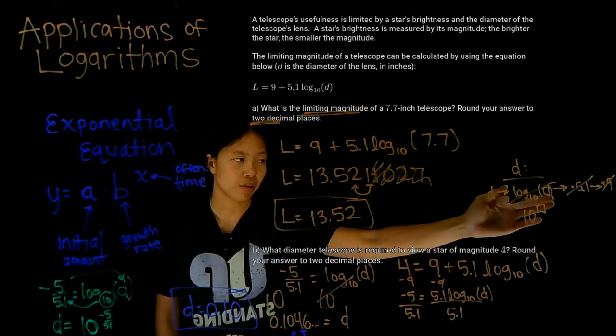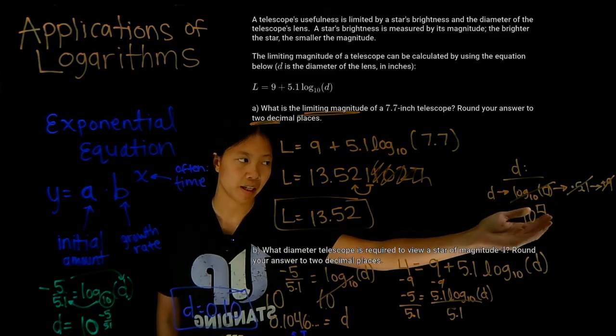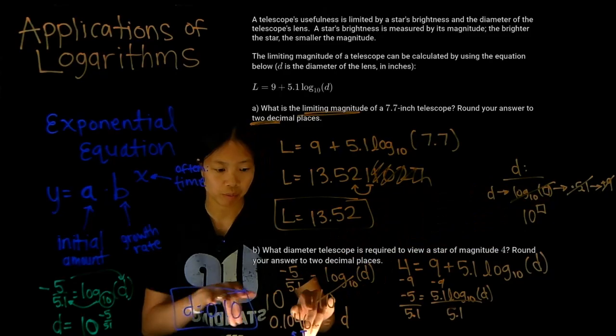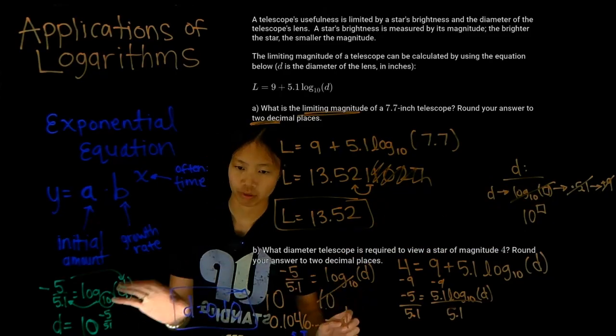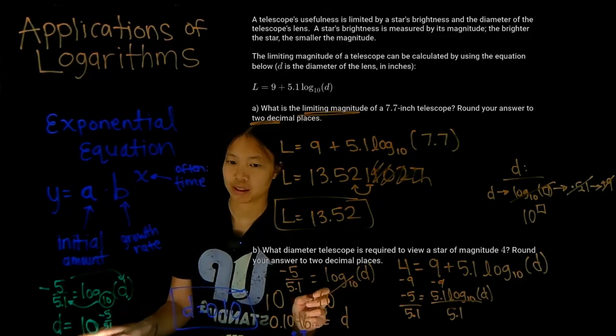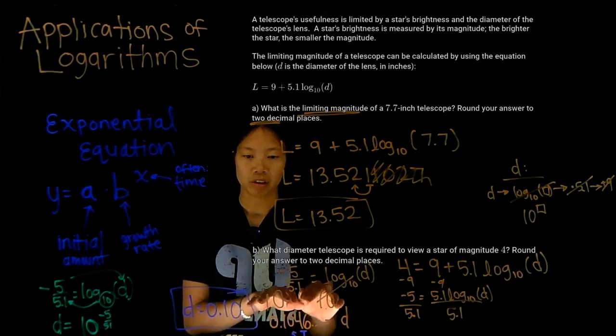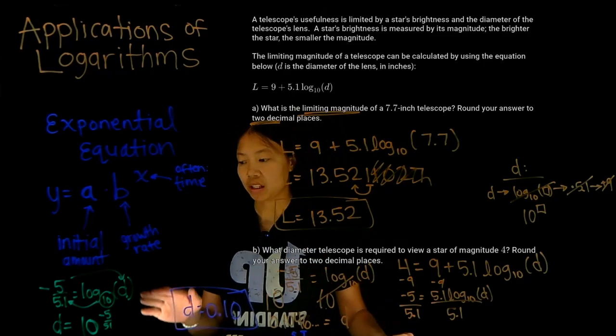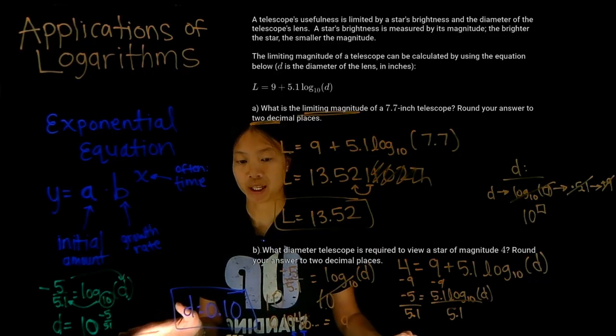So instead of undoing log base 10 by doing 10 raised to an exponent on both sides here, I could have also just rewritten log base 10 of D by saying 10 to the negative 5 over 5.1 is the same thing as D. So you don't have to do 10 to that power. You could have just used the definition of a log to rewrite it in exponential form as well.